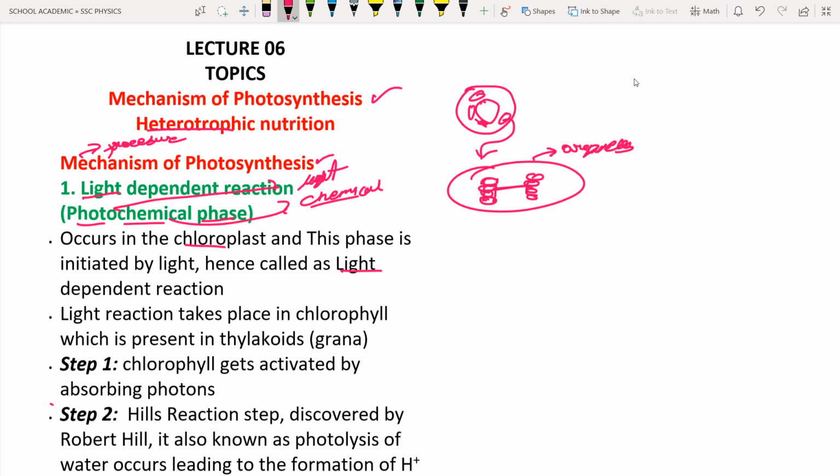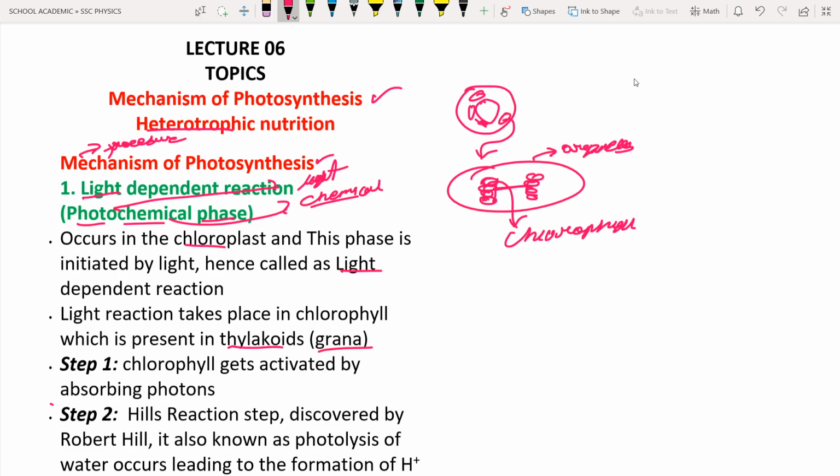So what is meant by chlorophyll? In the thylakoid membranes, you will see a green color pigment. Pigment means a color. That is known as chlorophyll. So light reactions take place in the chlorophyll, which is going to absorb the light, and which is present in the thylakoids. So what is the difference between thylakoids and granum?